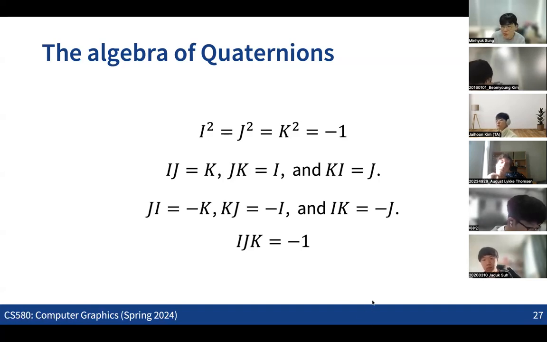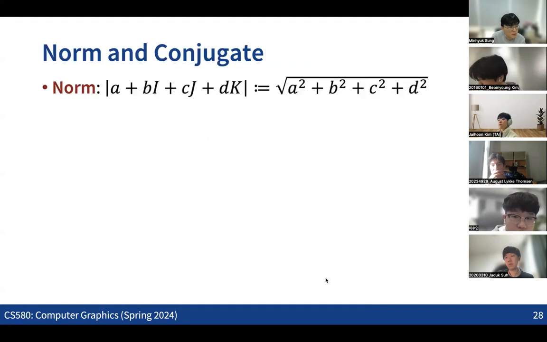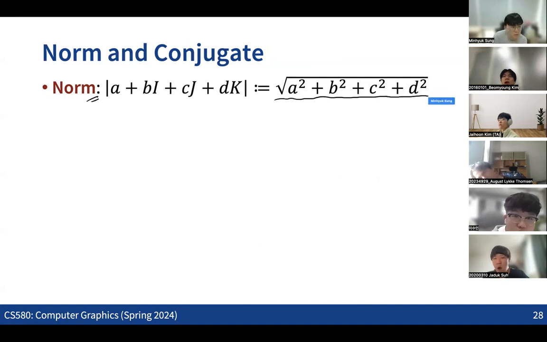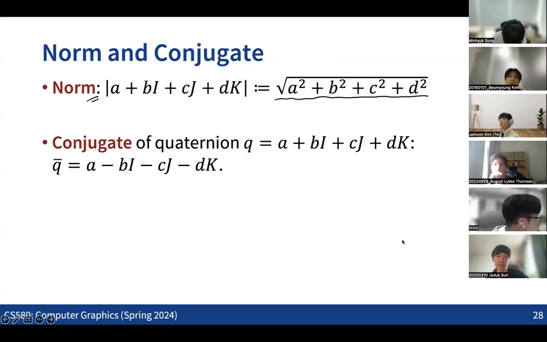We're also going to briefly see some terminology for quaternions. First, we can define the norm. The norm of a quaternion can be defined in the same way as for a vector. Thinking of it as a four-dimensional vector, the norm of the quaternion is the L2 norm of that vector. So this is the norm of the quaternion.